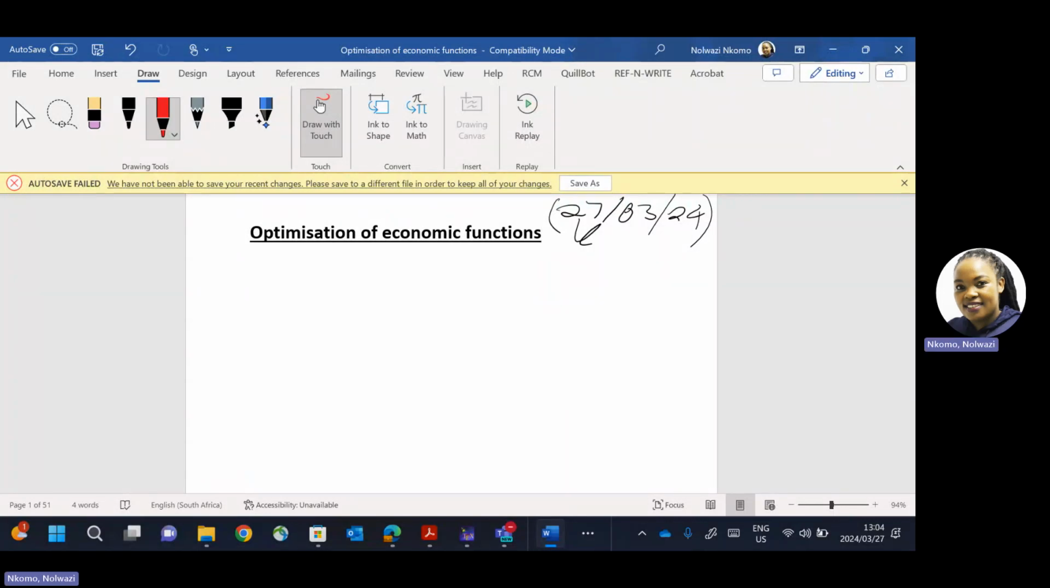Today's session is on optimization of economic functions. In chapter 5, we found that the turning point of a nonlinear function is where the derivative of the equation is 0, where the slope is zero.